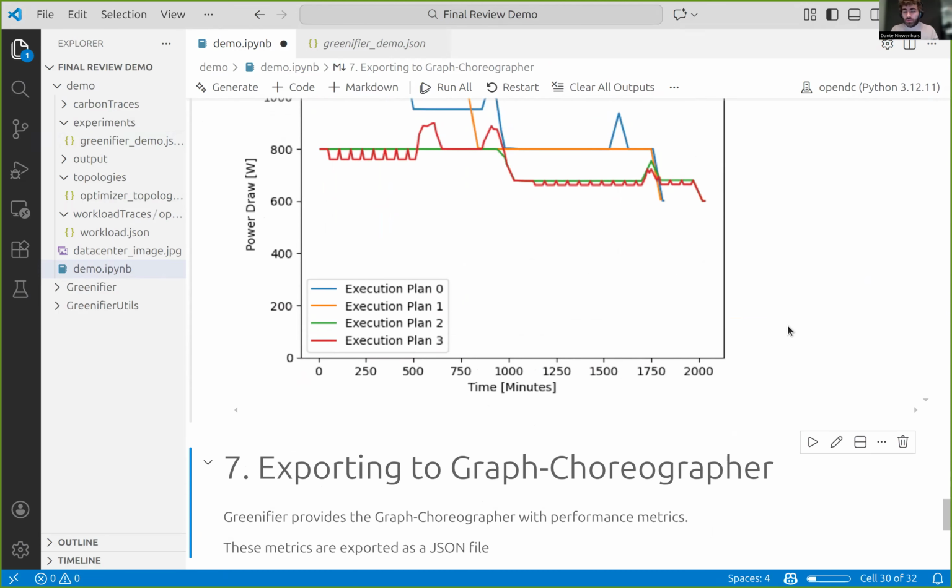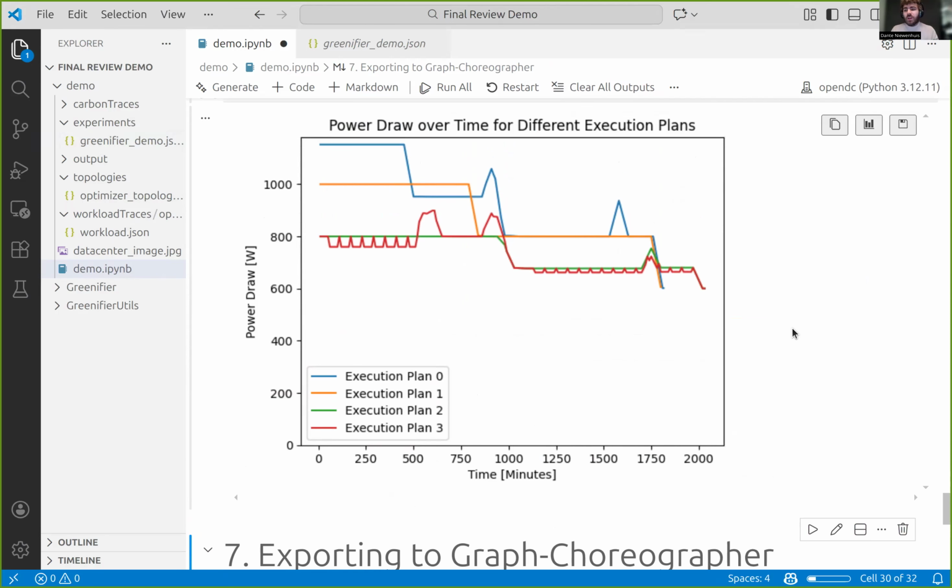Finally, we can of course also see how this will affect the power draw, where we can see that the faster models also use much more energy or power draw on average, which aligns with our earlier results about the energy usage.